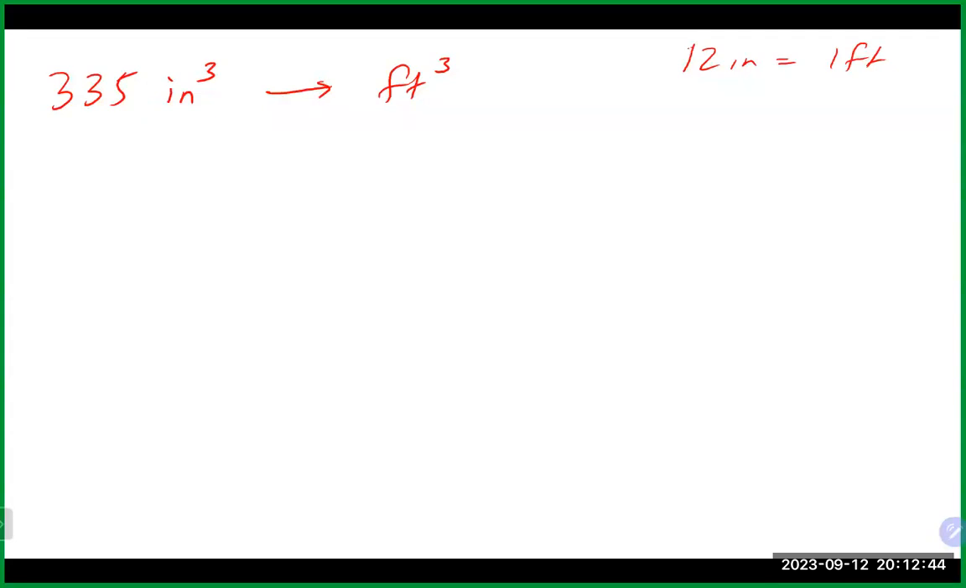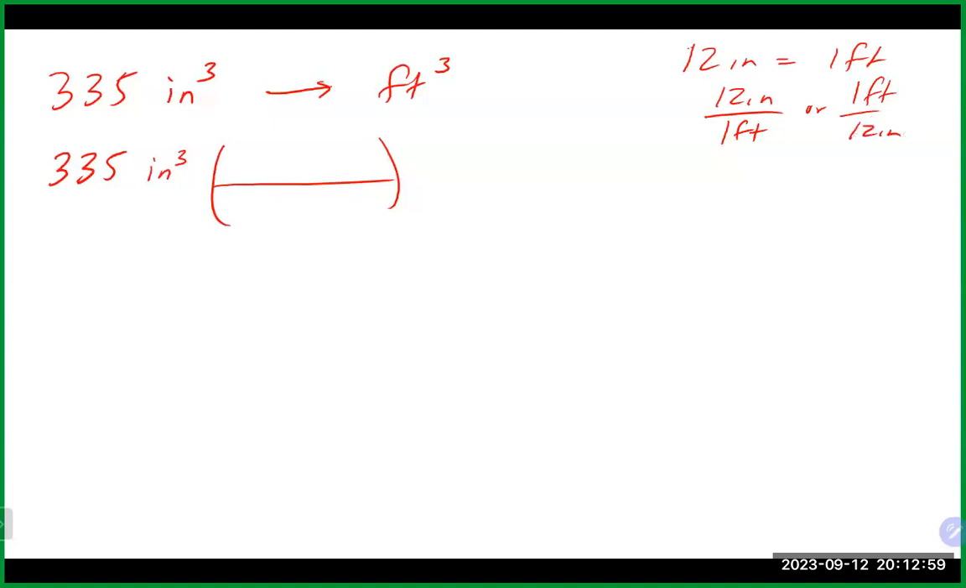Yeah, let's take a look at this. So again, we're going to take 335 cubic inches. And we can use our conversion factor here to go from 12 inches is 1 foot, or 1 foot is 12 inches. So we want to go opposites here. So we'll put inches on the bottom. So we'll use the guy on the right there, 12 inches is 1 foot.